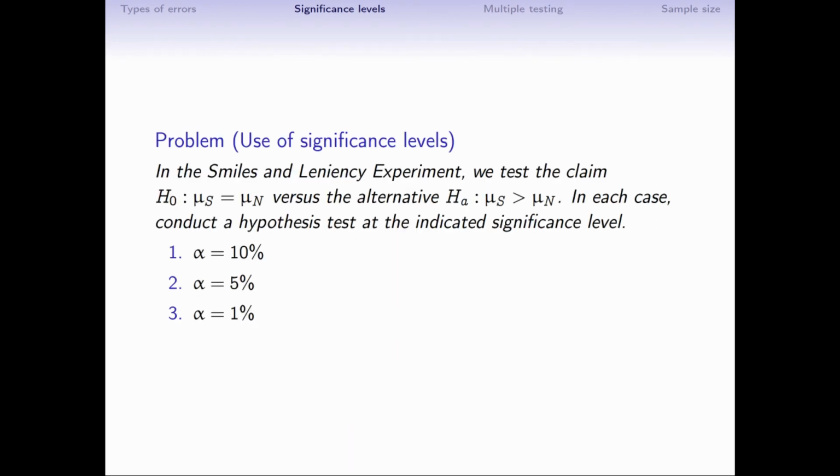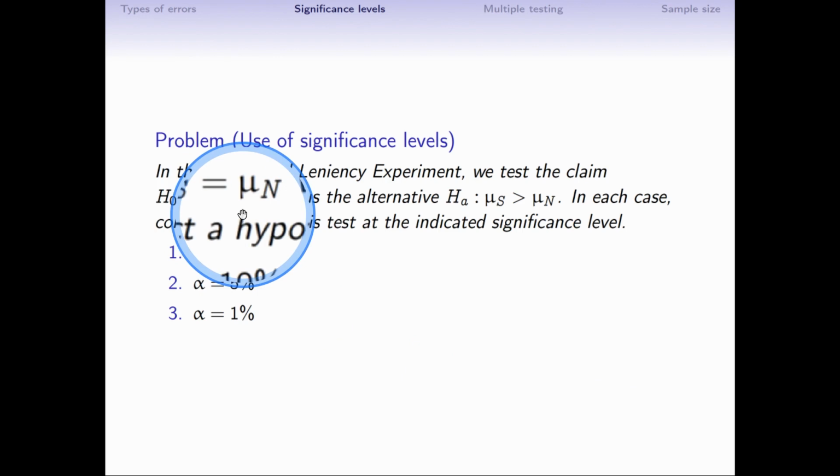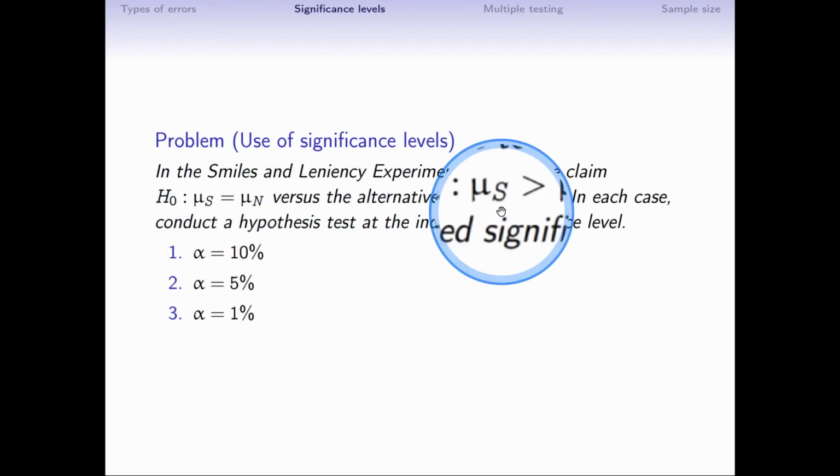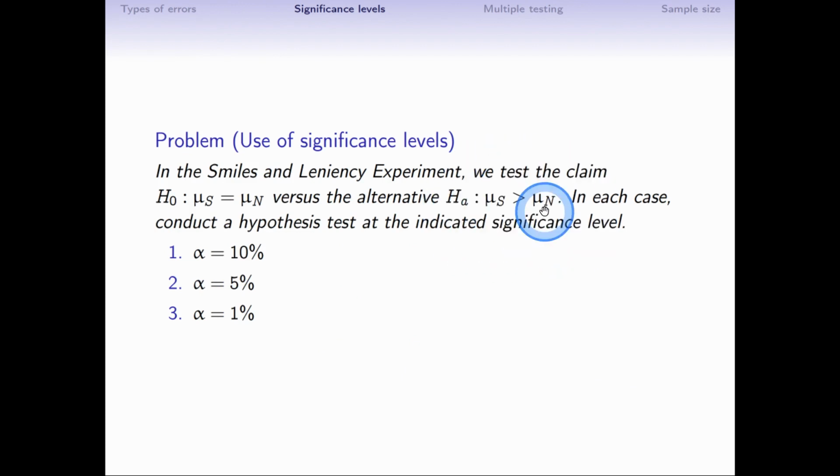Let's look at the effect of lowering the significance level in the context of a hypothesis test. So we're going to look at the smiles and leniency experiment. The null hypothesis is that the mean leniency score for smiling is the same as the mean leniency score for a neutral expression. And the alternative hypothesis is, in fact, that mu sub s is greater than mu sub n.